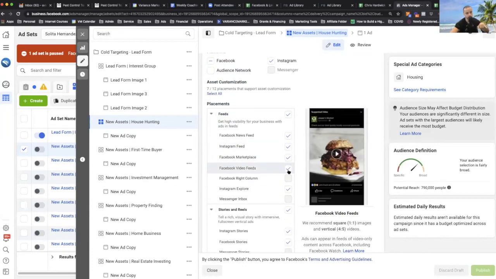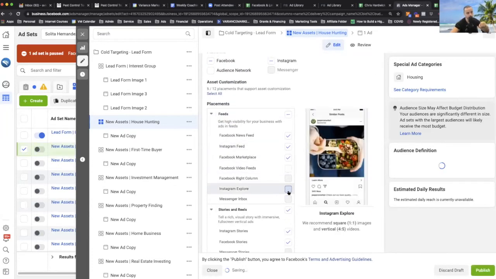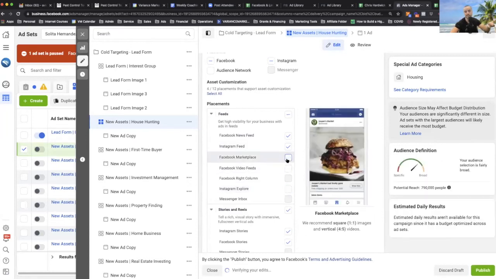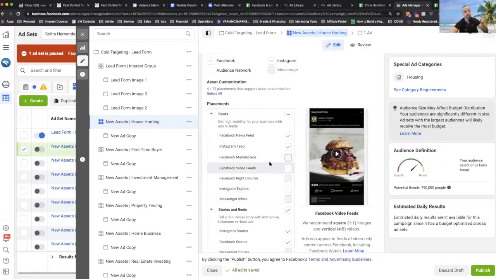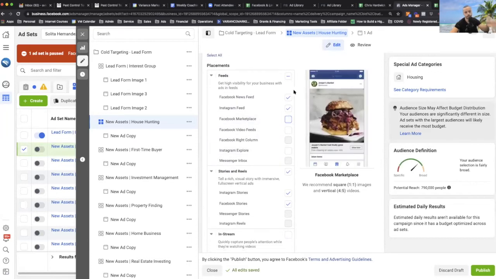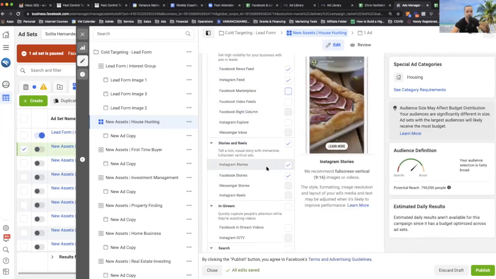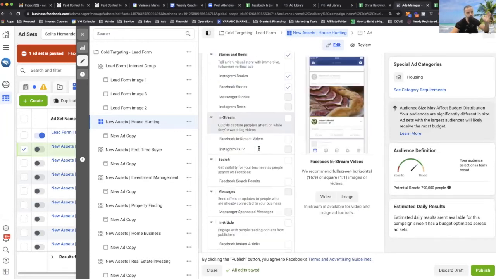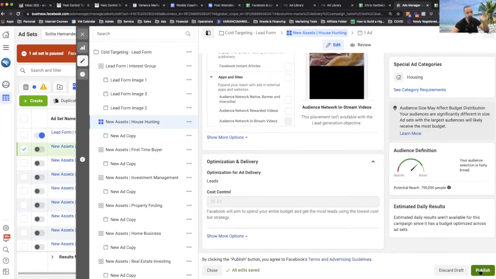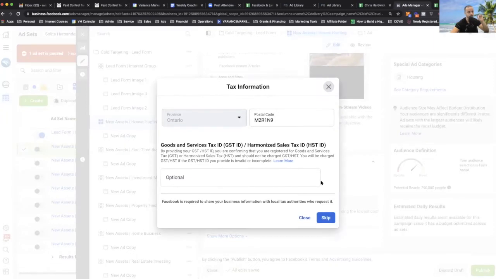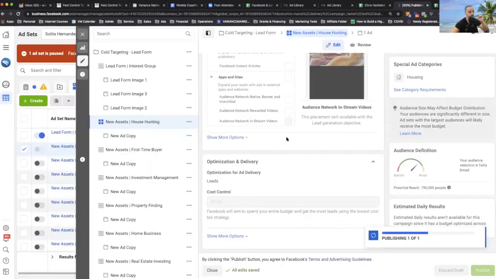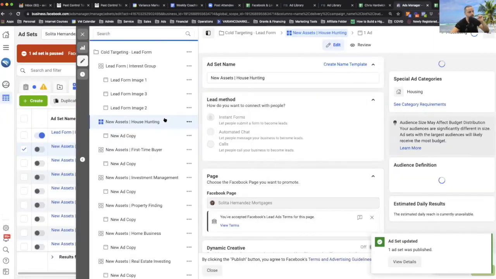Manual placements. I'm going to do the same thing because I don't want these placements. Instagram Explorer, Marketplace. We're wasting money on those placements because they don't perform as good as the newsfeed on Facebook and Instagram and the story section of Facebook and Instagram. So I removed all the rest of the placements. I'm going to publish that again. Okay. And then we're going to skip that. Done. So now that one's republished.